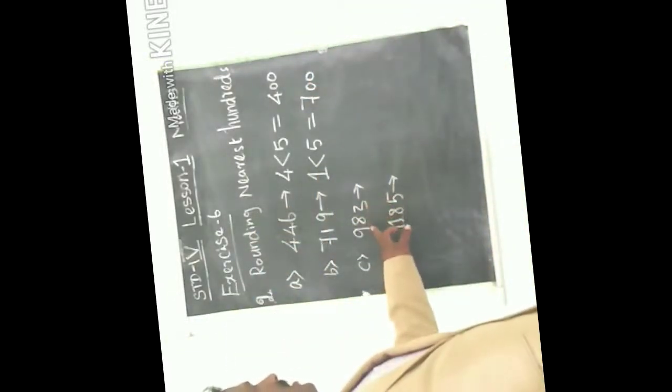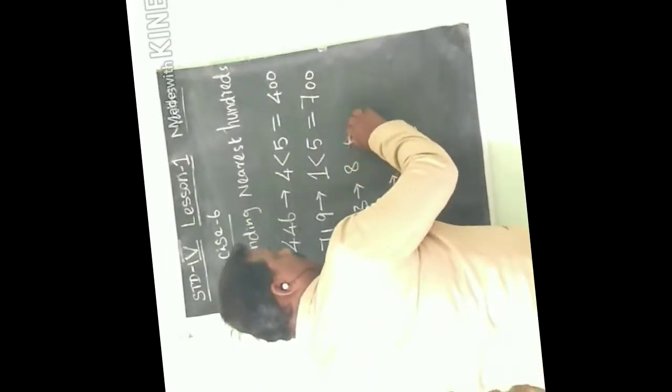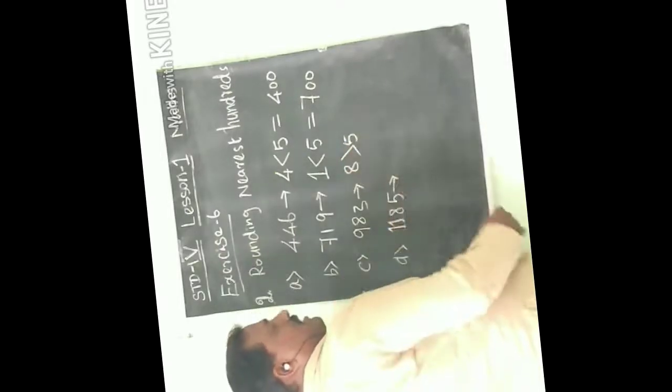Okay. The next, ones, tens, 100. So nearest 100 is 8. So we have to take it and compare. 8, 5. Is it greater than 5 or less than 5? It's greater than 5. So we put greater than. So what is the rounded number? Above 5, we have to take the highest rounded number. So 983, when we round off, we get 1000.